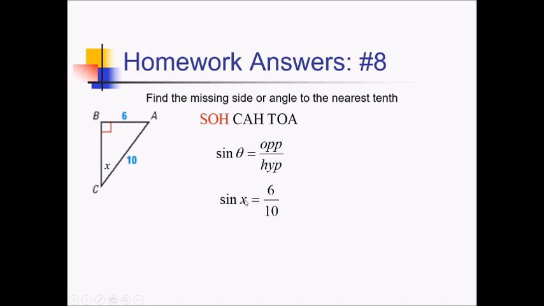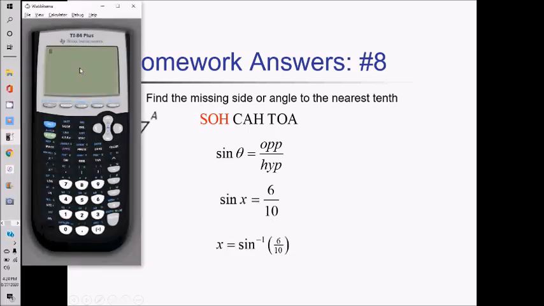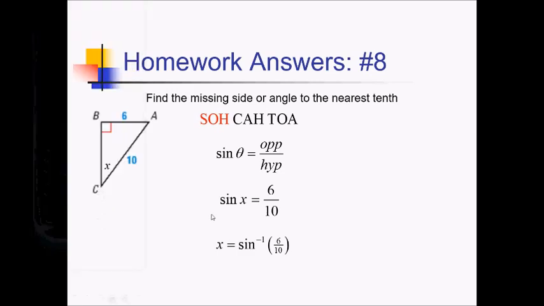But to actually get x, I need to take sine inverse of both sides. That'll get rid of the sine and allow us to write x equals sine inverse of 6 over 10. And for that, I need the calculator. So let me do second sine. That gives me sine inverse. 6 divided by 10. And press enter to get about 36.9, and that's in degrees because that's an angle.